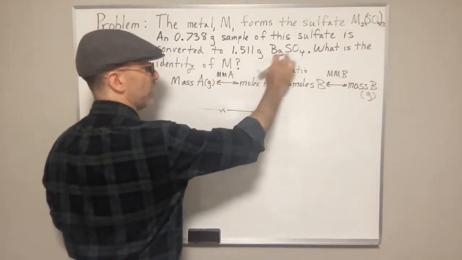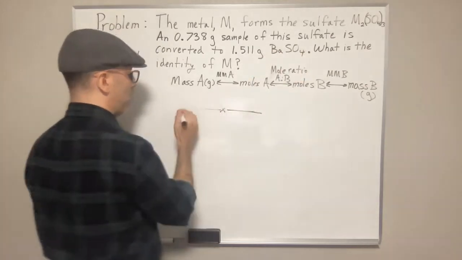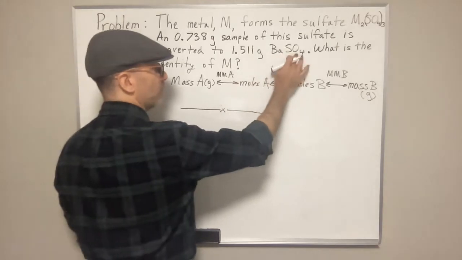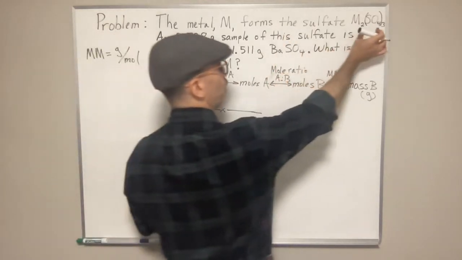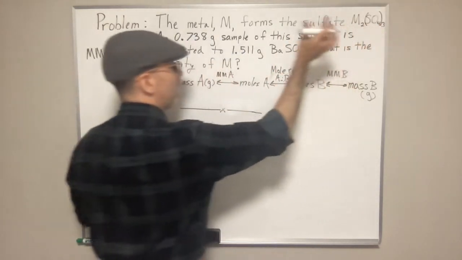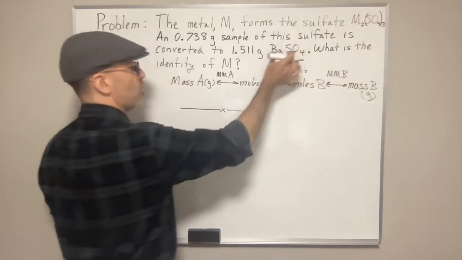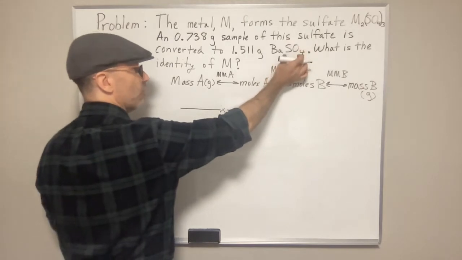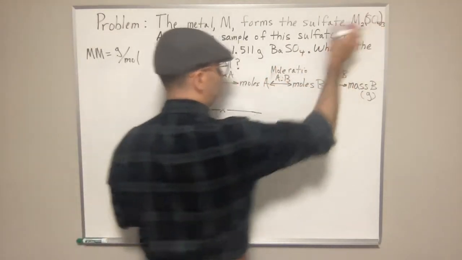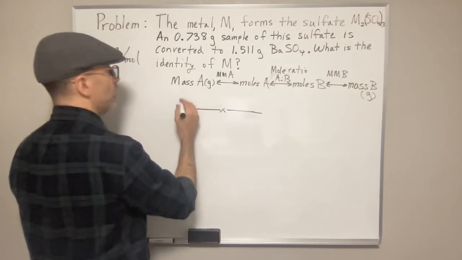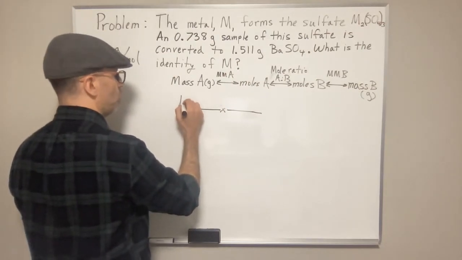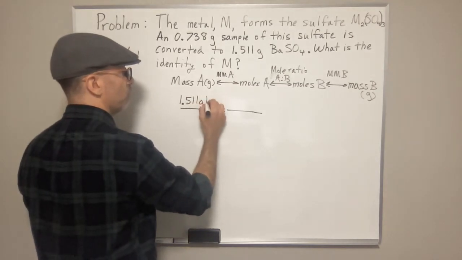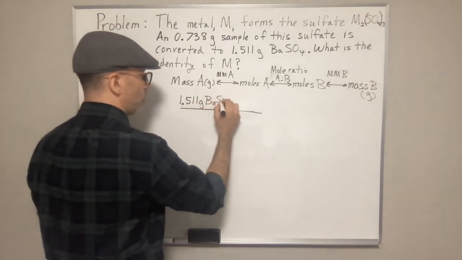Since we know the metal here, we could calculate the molar mass of this. Since that is going to also have sulfate, all of the sulfate that was here ended up in here. So whatever the mass of sulfate we calculate here, that had to also be the mass of sulfate here. So we can get our answer. So we're going to start with 1.511 grams of the barium sulfate.